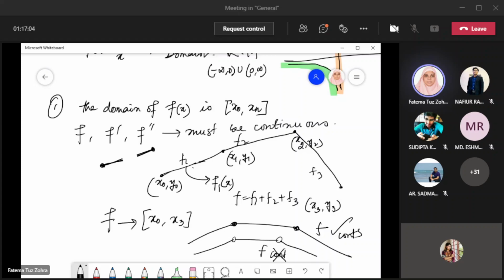So what are these holes? That means at the breaking point. These are the breaking points. So at the breaking points, the functional value must be the same. That means the functional value for f1 at the point x1 is the same as the functional value of f2 at the point x1.